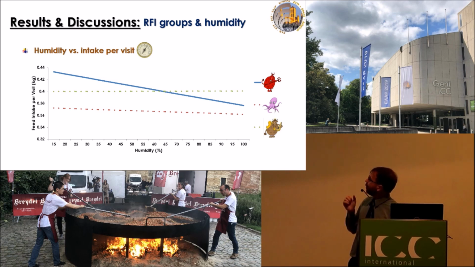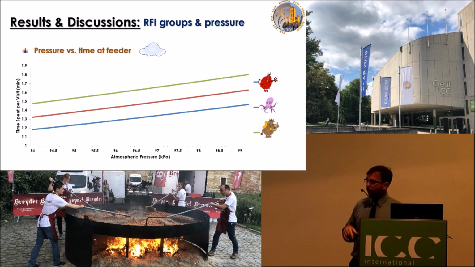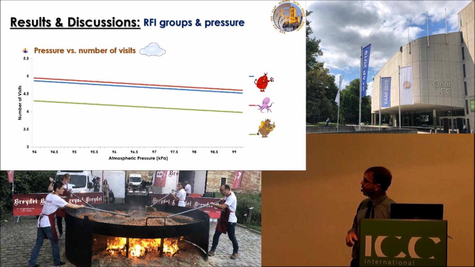Humidity, it seems that the inefficient animals have a real problem with humidity. The inefficient ones really drop their intake as you increase humidity, while the other 2 classes weren't affected by that. And then pressure, it seems that as you increase pressure, they spend more time at the feeding bunk. And as expected, the number of visits will also decrease as you increase the pressure, just in response to the previous variable.